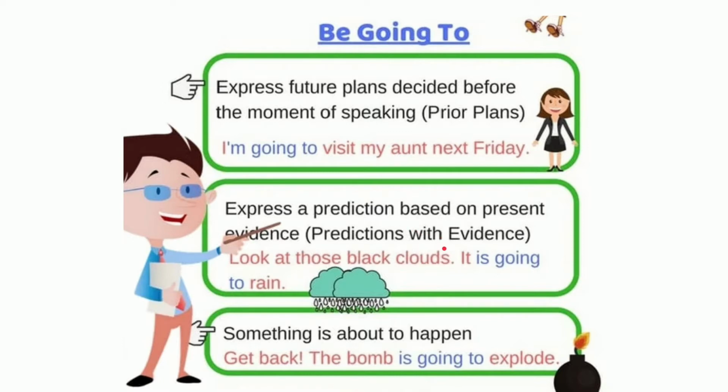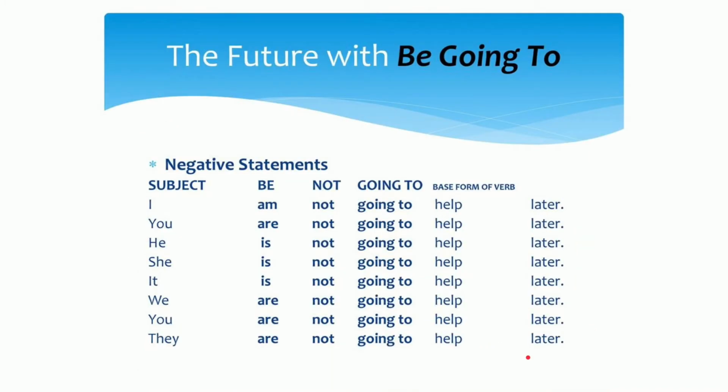Predictions with evidence. For example, look at those black clouds. It is going to rain. And third, something is about to happen. Get back. The bomb is going to explode. After going to will be the base word. The future with be going to.